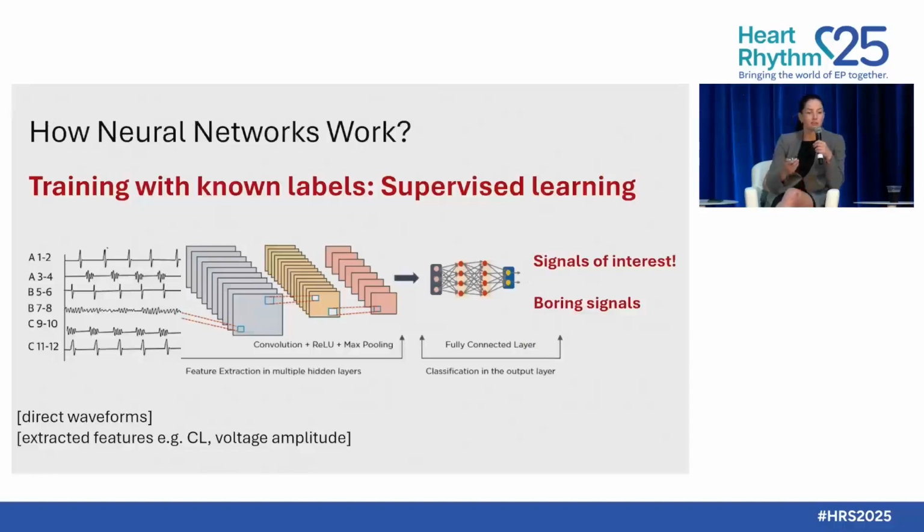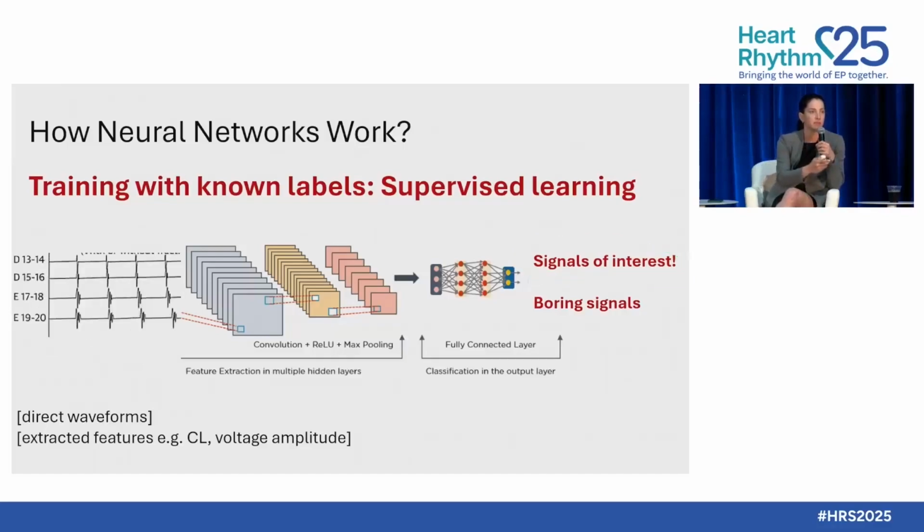So how do neural networks work? It trains, if there's a model that has known labels, such as these are signals of interest, these are dispersion signals, or I'm going to claim them boring signals. You have a model and you're trying to teach the model certain labels. You give them signals with dispersion and you teach the model, learn that these are signals with dispersion, or you give them something that does not look like dispersion and you teach the model, okay, these are boring signals.